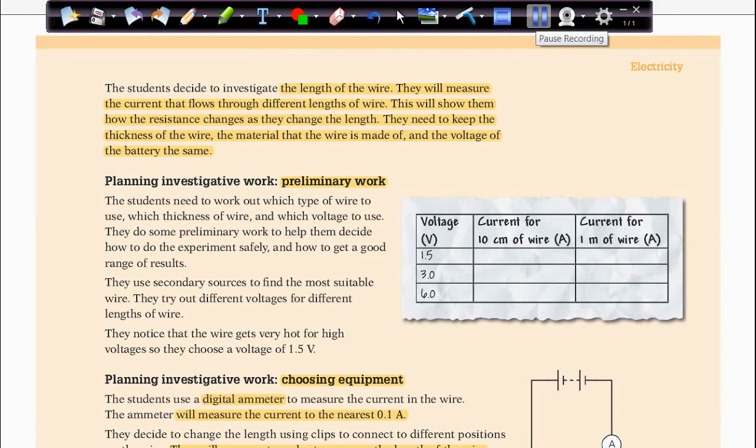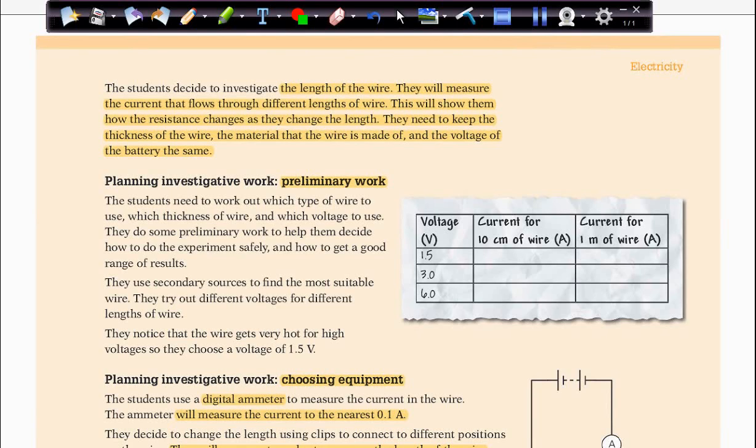The students decide to investigate the length of the wire. So this is the variable that they want to change. So in this way, as I said earlier, they have to keep the other things the same. They should keep the thickness of the wire the same, the three wires that they want to use, and they have to keep the same voltage of the battery, and they have to choose the same material that the wire is made of. Okay, they will measure the current that flows through different lengths of the wire.